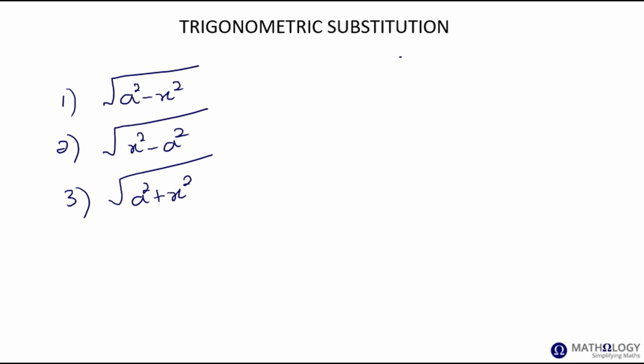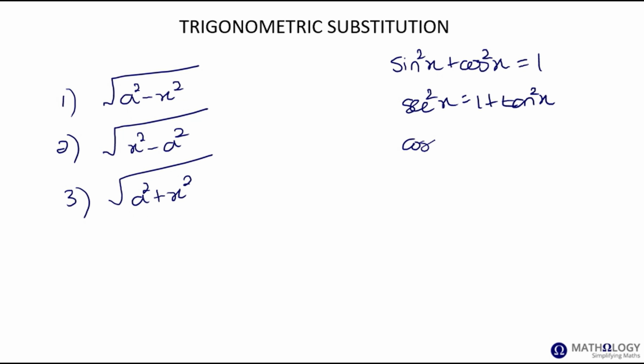So just recall that the square identities are sine squared x plus cos squared x equals 1, sec squared x equals 1 plus tan squared x, and we don't use the third identity, cosec squared x equals 1 plus cot squared x. This is rarely used, if at all.